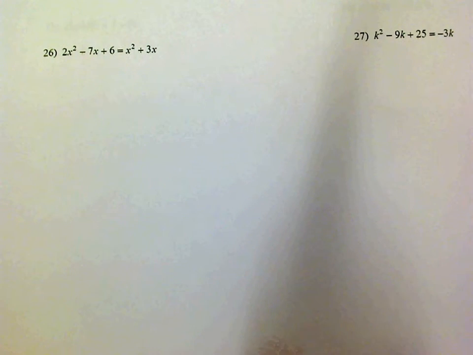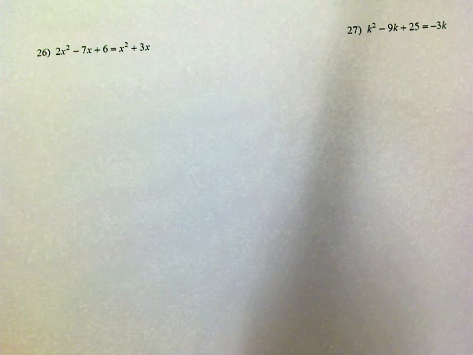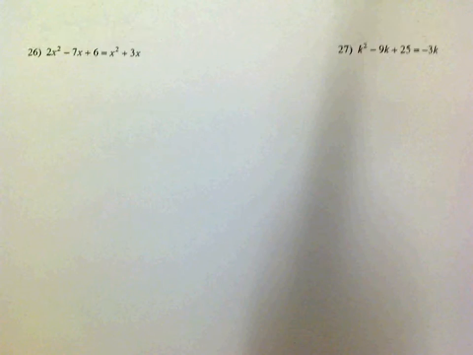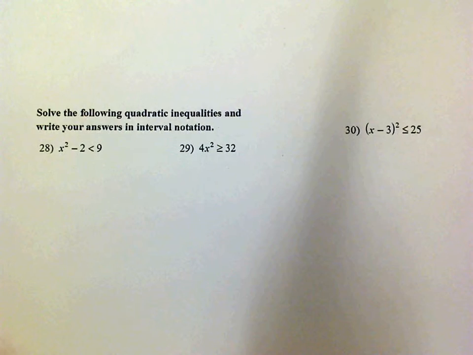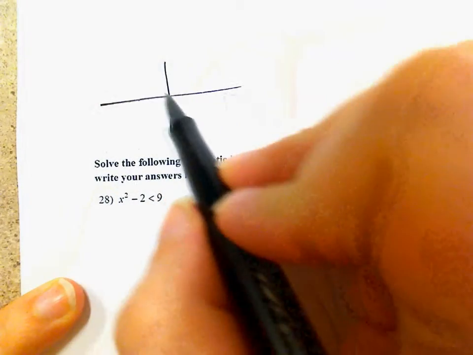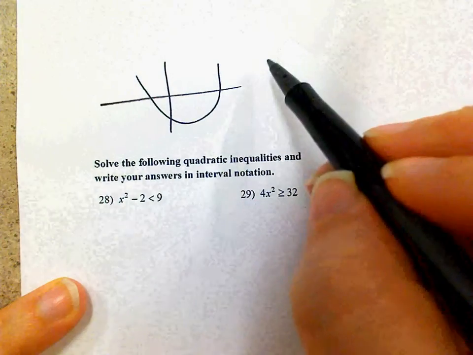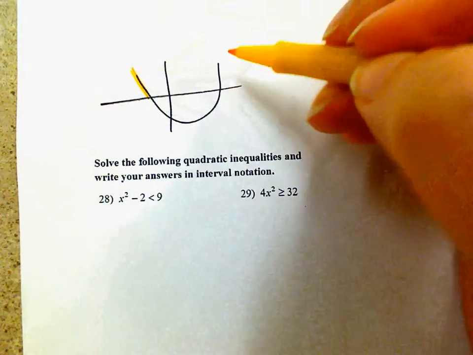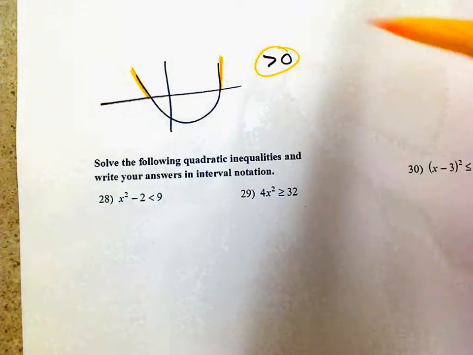So let me work through a few of these right here. Let's keep in mind that when you do inequalities, if I'm asking you when is this parabola greater than 0, we are talking about when is it above the x-axis. So that is here and here. That is when it's greater than 0. If I ask you when is it less than 0, then I'm asking you when is it below the x-axis, which is between those two numbers.